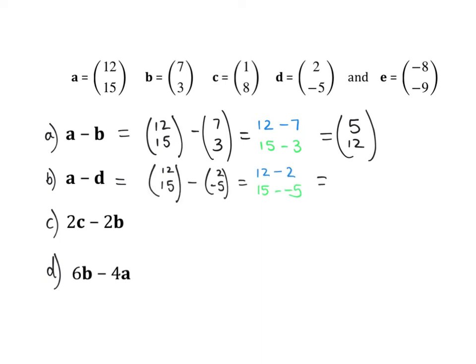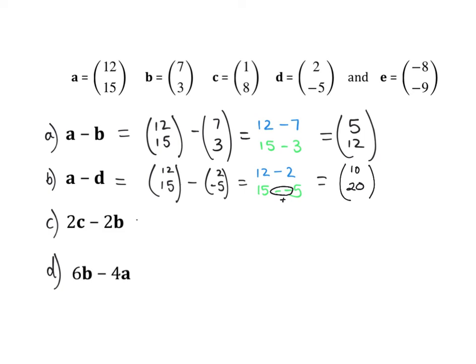Now, I'm hoping you've paused this one and had a go at it. And I just want to check, did you do these calculations? Did you do 12 take 2 to get the top number? And did you do 15 subtract -5? What does this mean you actually need to do? This means you need to add, so that would actually be 10, 20. So be really, really careful with those negative numbers.